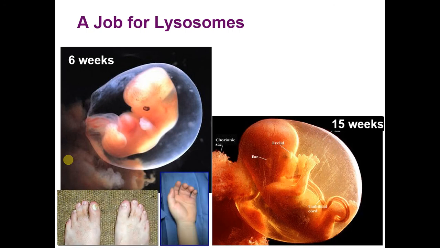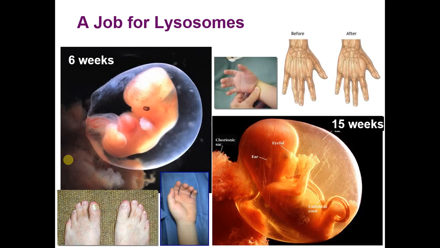One of the jobs for lysosomes is actually to remove the webbing that is between your fingers. So when you are a 6-week-old fetus, your hand kind of looks like a club-like thing that has webbing in between the fingers, and the lysosomes break apart that tissue that conjoins the fingers, kind of like this.